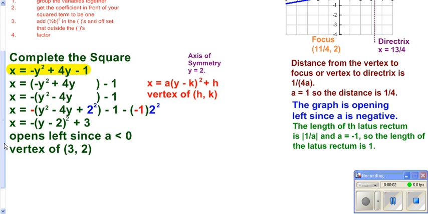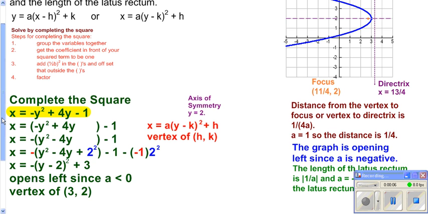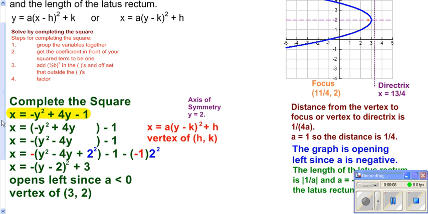Well, we need to finish this. We need to also figure out where the directrix is and where the focus is. Your directrix is always perpendicular to your axis of symmetry. It never goes through your curve. It's always on the outside of your curve.